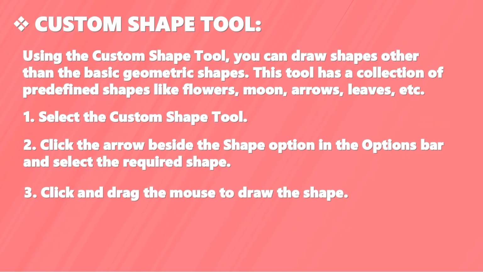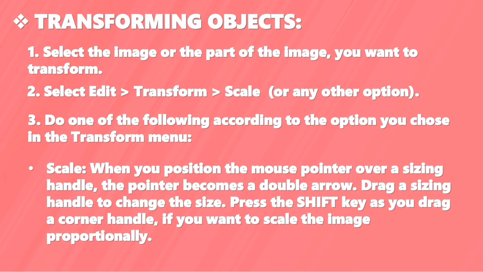Custom shape tool. Using the custom shape tool, you can draw different shapes other than basic geometrical shapes. This tool has a collection of predefined shapes like flowers, moon, arrows, leaves, etc. To draw the shape with the custom shape tool, the steps are: select the custom shape tool. Click on the arrow beside the shape in the option bar and select the required shape. Now click and drag the mouse to draw the shape.